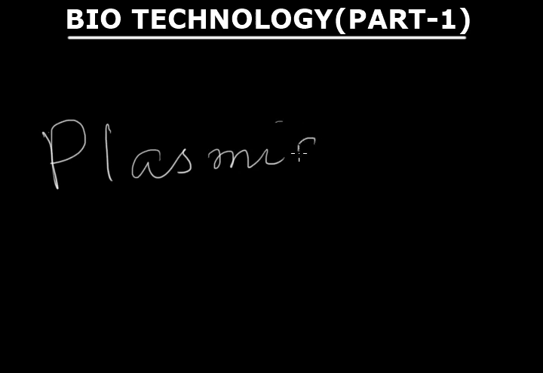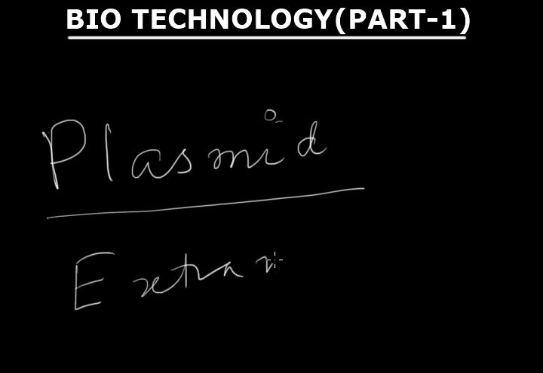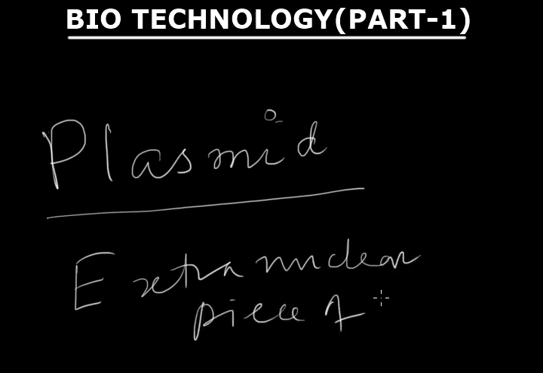Several terminologies are very much related to the concept of biotechnology. One of the terms is plasmid. What is plasmid? Plasmid can be defined as an extranuclear piece of free DNA of bacterial origin which serves as a cloning vector or carrier for a native DNA to another cell.